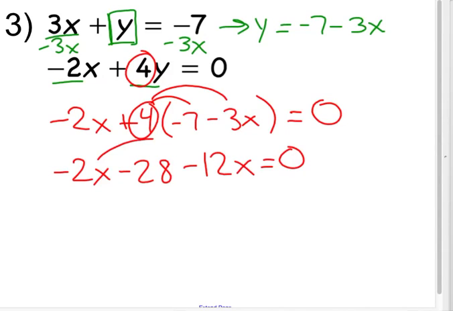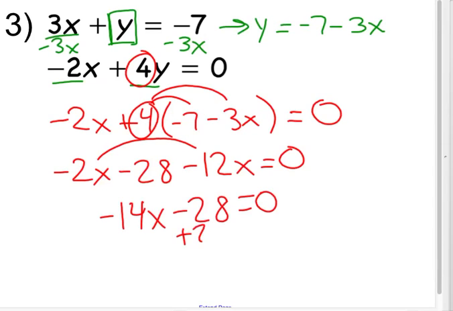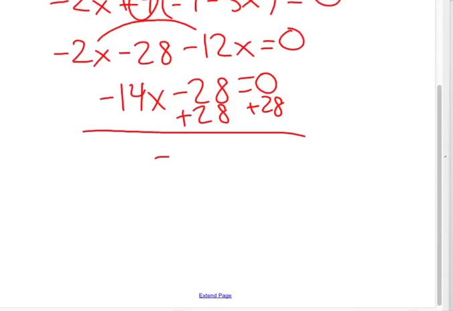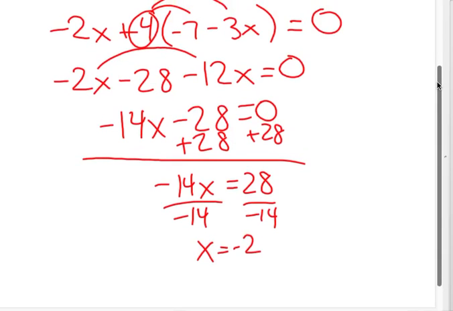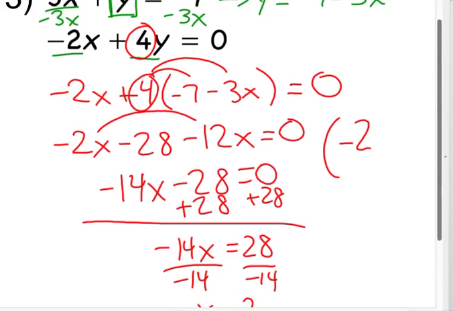Now I'm going to combine like terms. These are on the same side, so I need to combine those. That's negative 2x plus negative 12x, so negative 14x minus 28 equals 0. I'm going to add 28 to both sides. So I end up with negative 14x equals 28. Divide by negative 14. X equals negative 2. So that tells me my answer is negative 2, comma, some y value.